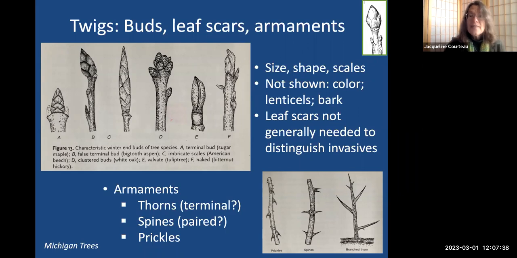I didn't show in this sketch some bark characters and twig characters such as lenticels or the texture of bark, but I will bring those up where they're relevant.